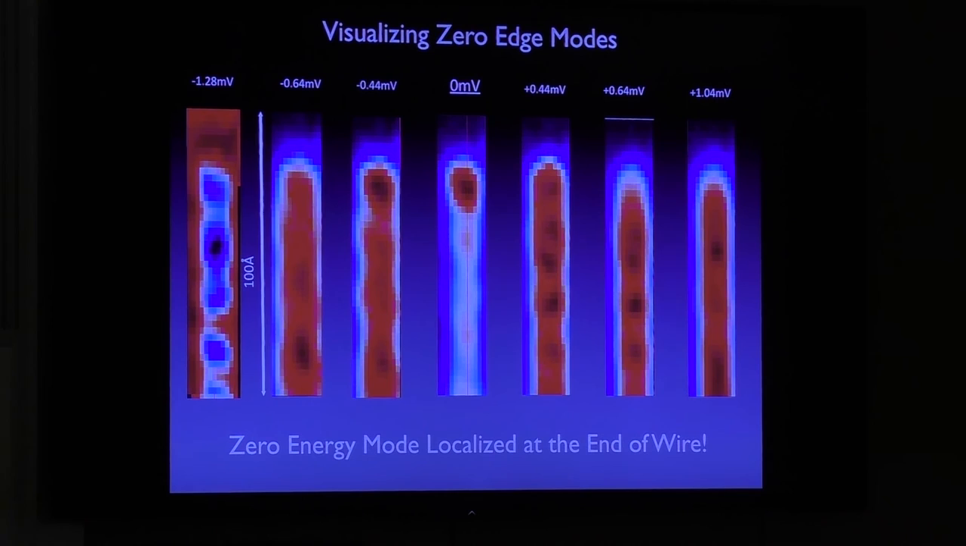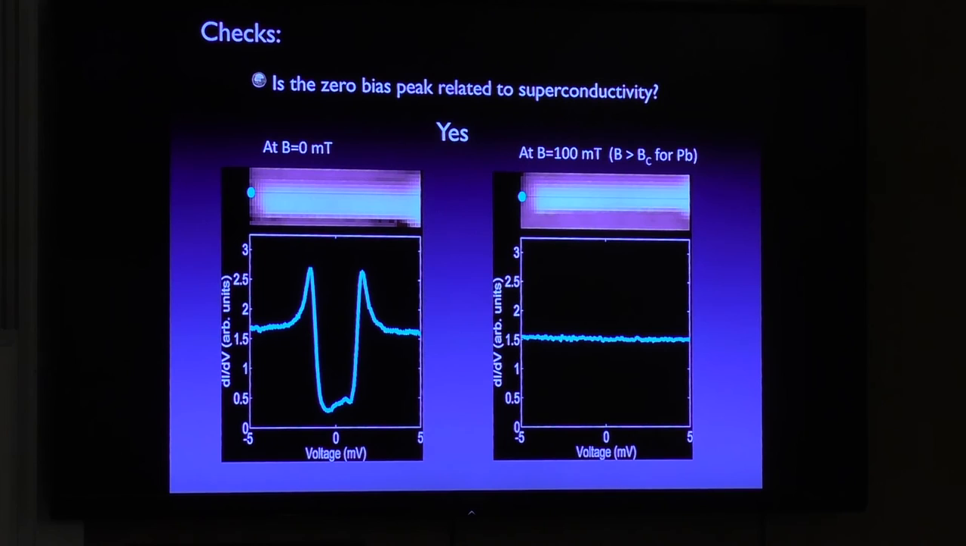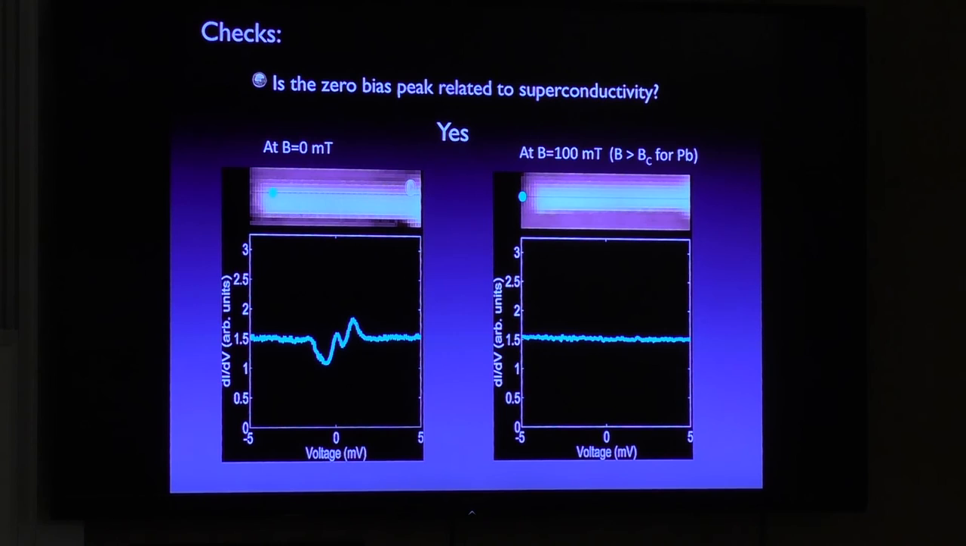Okay? What you can also do is kill superconductivity and do the same experiment without superconductivity. This is with superconductivity on the left side. You can clearly see the zero bias peak here. And these are Shiba states. And the dip is a Shiba state? No, this is a Shiba state.